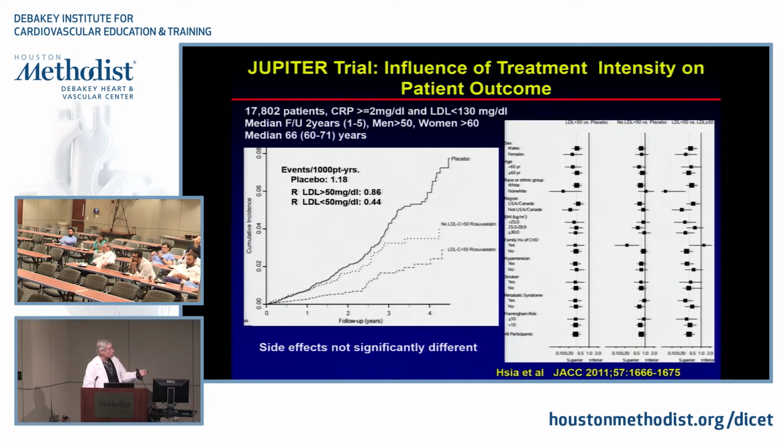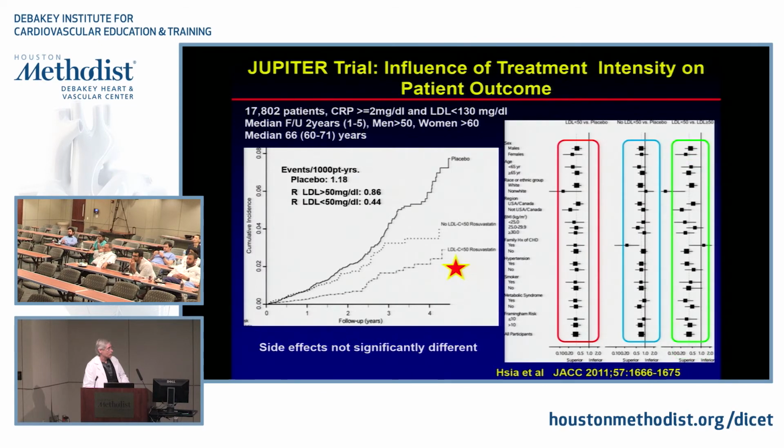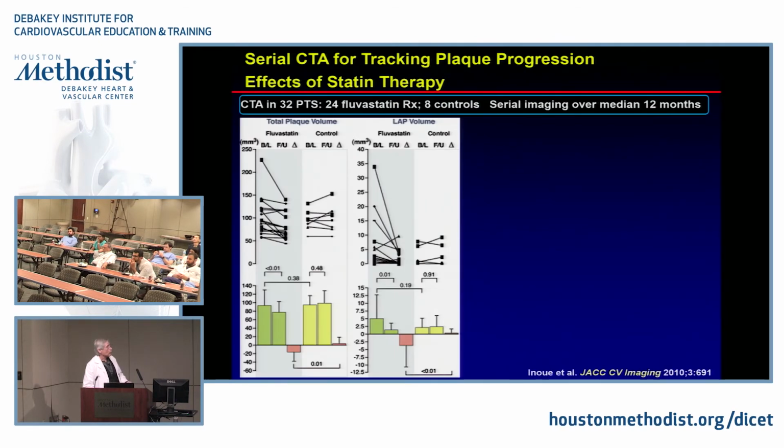You're all familiar with the Jupiter data, which is basically showing the same thing in an asymptomatic population. If you look at patients who were high risk, had high CRPs, and were randomized to placebo versus getting their LDLs down with rosuvastatin in this trial, there was a significant reduction in event rates, particularly in those with LDLs of 50 or less. And that's, again, in an asymptomatic population. Pretty impressive stuff.